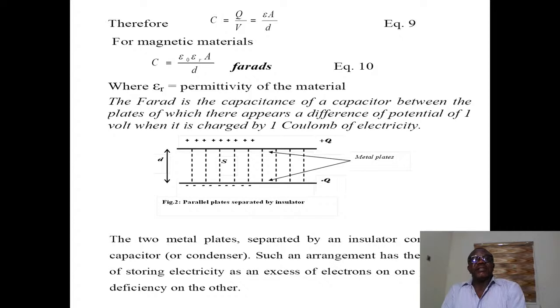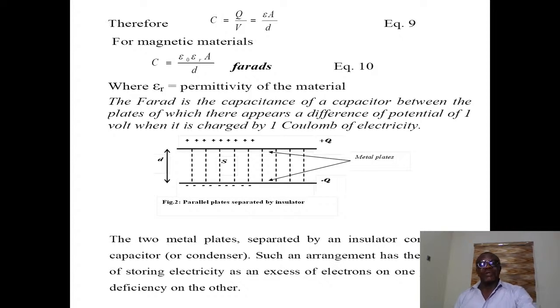Of course, D is the distance between the two plates, from fig 2. We call that equation 9. Of course, we know that epsilon, if it is not in free space, is equal to epsilon naught epsilon r. So if we substitute that in equation 9, it gives us equation 10. Now, this farad we are talking about is the capacitance of a capacitor between the plates of which there appears a difference of potential of 1 volt when it is charged by 1 coulomb of electricity.